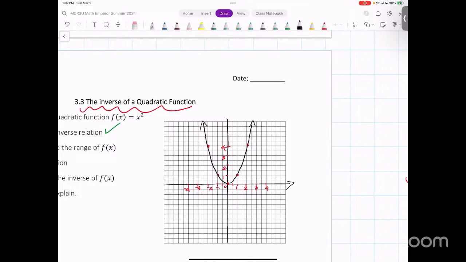So, a caveat: we learned a technique last class to draw the inverse. What is the technique we use to draw the inverse if the graph is given?